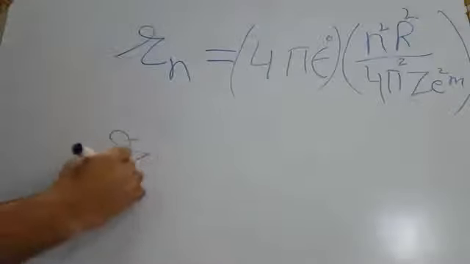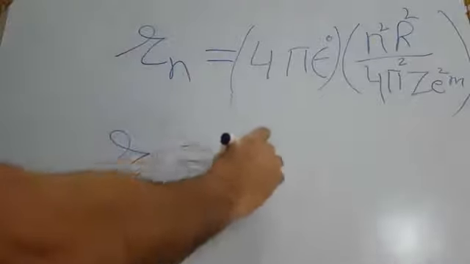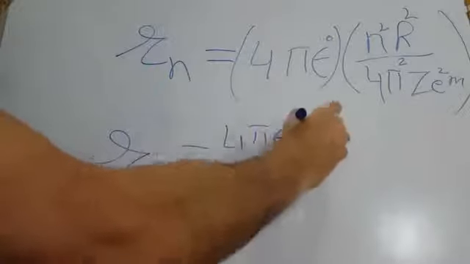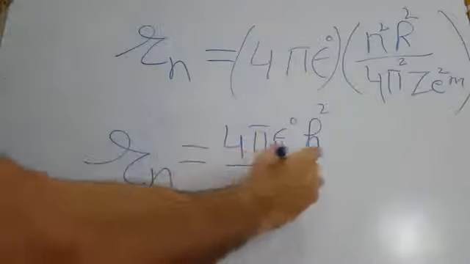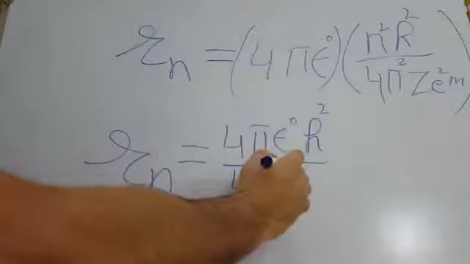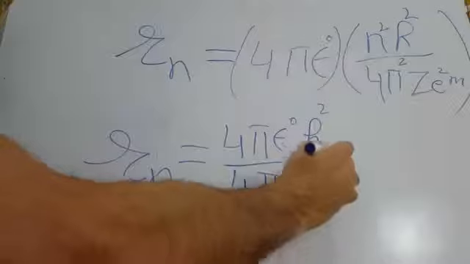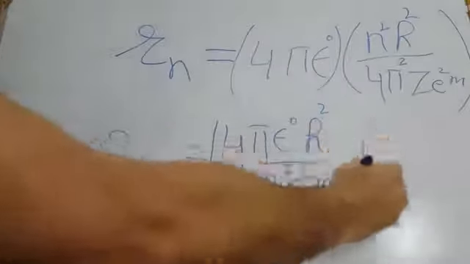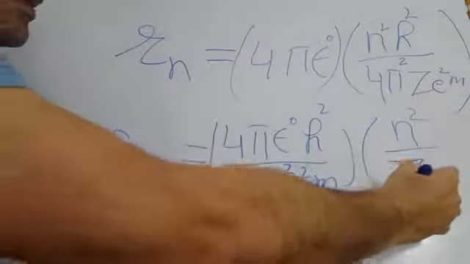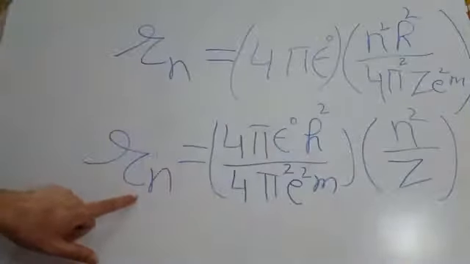Here we can rewrite that Rn is equal to 4 pi epsilon 0 h square upon 4 pi square e square m, and here what is left is n square upon z. That's how this Rn can be calculated.